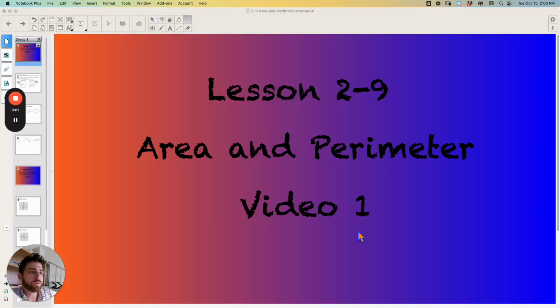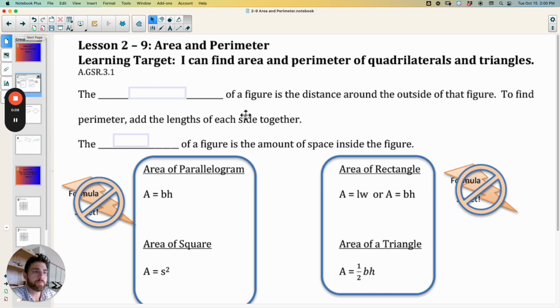All right, welcome to lesson 2-9, video 1. We're going to talk about area and perimeter. So in your notes, you need to fill these in.